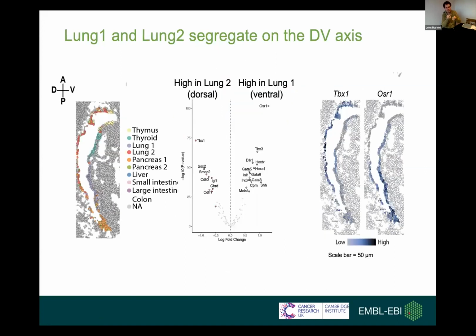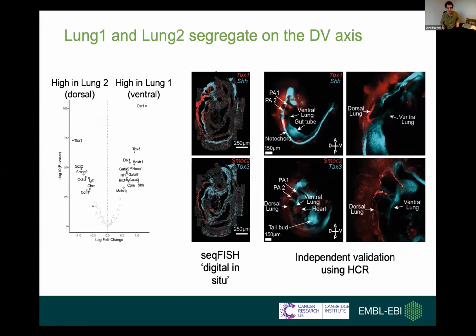But what we could do with the seqFISH is look for differentially expressed genes. And indeed, we find markers of genes that are associated with either the dorsal or the ventral side of the gut tube. And they're just plotted here. And then we could validate this. And we did this together with Kat's lab at Sloan Kettering using HCRs. So we can really validate that these genes are indeed dorsally and ventrally expressed.